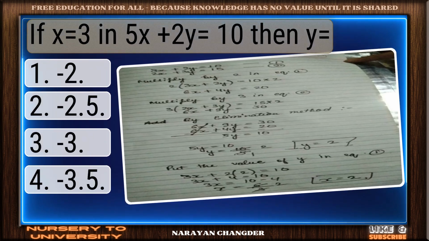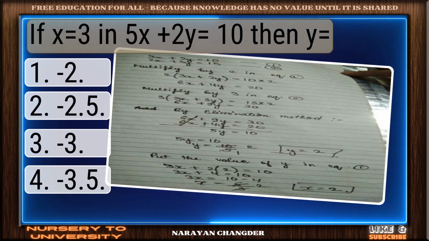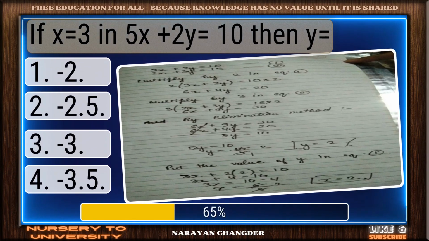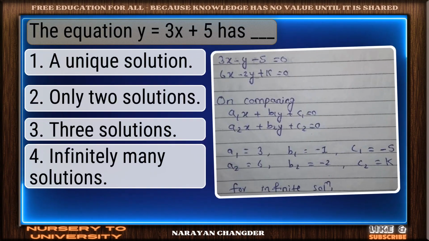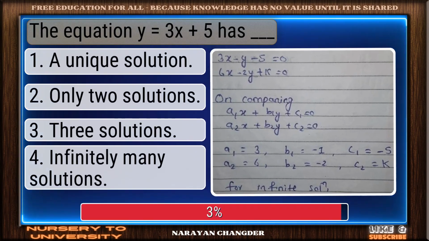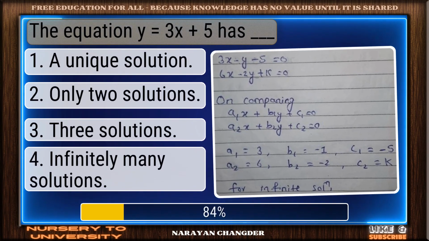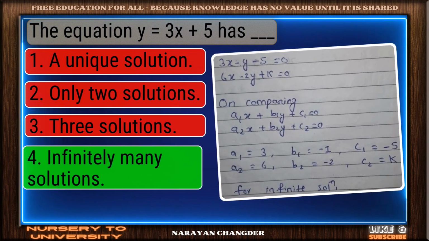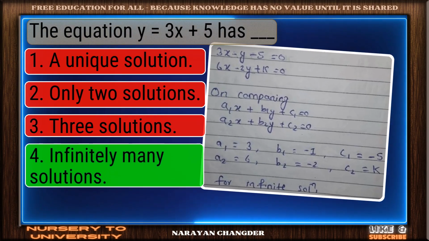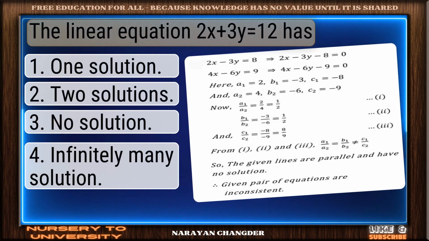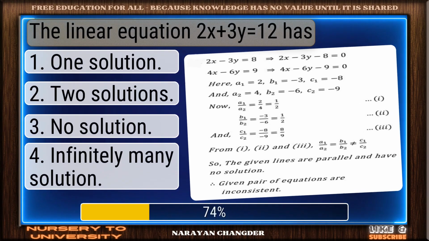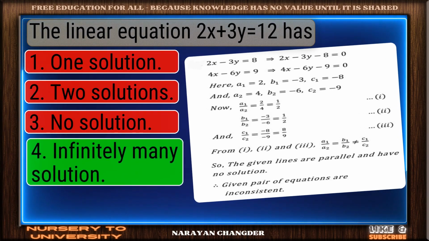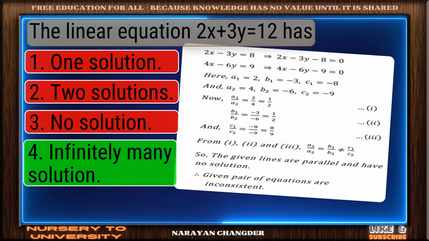If x equal to 3 and 5x plus y equal to 10, then y equal to. Great thinking. 2.5 is right. The equation y equal to 3x plus 5 is dash. Nice selection. Infinitely many solutions is correct. The linear equation 2x plus y equal to 12 has. Great job. Infinitely many solutions is accurate.